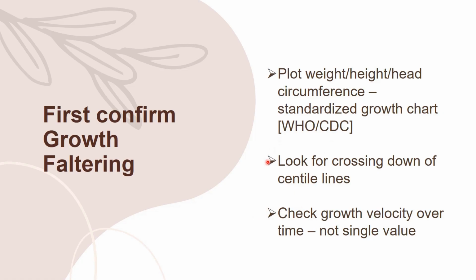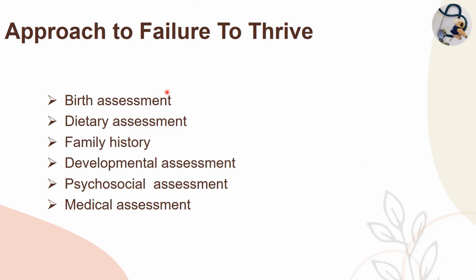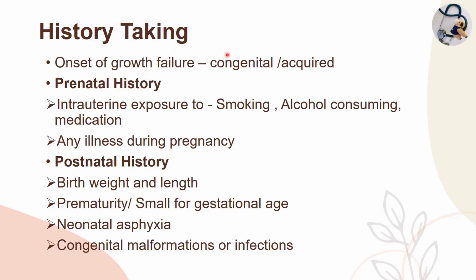So after you do this and you have confirmed this child is failing to thrive, you have to approach that child based on these points. Here you have to do the birth assessment, dietary assessment in detail. You have to take a detailed family history, developmental assessment, psychosocial assessment, and then medical assessment. So these are the major headlines. Then start taking the history.